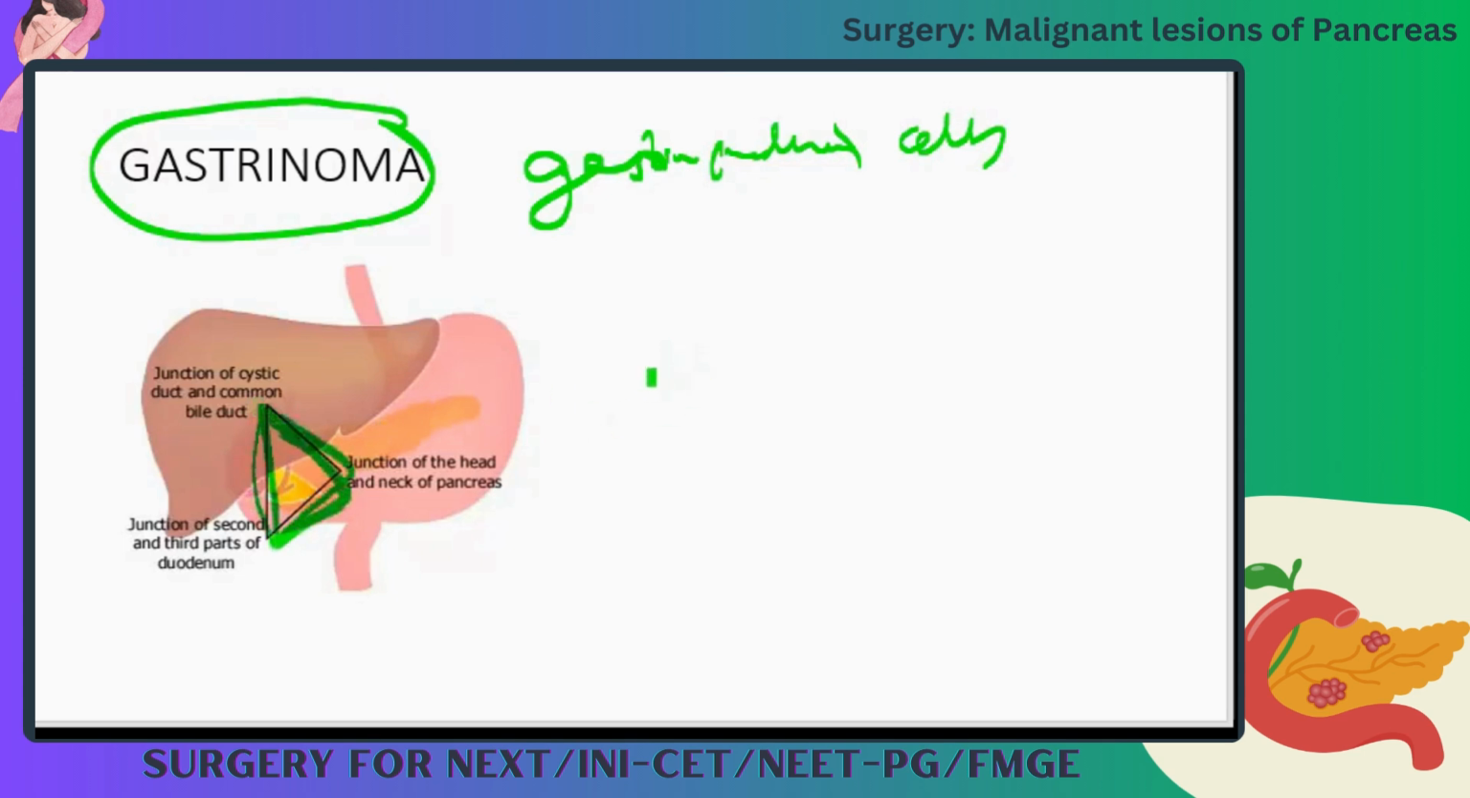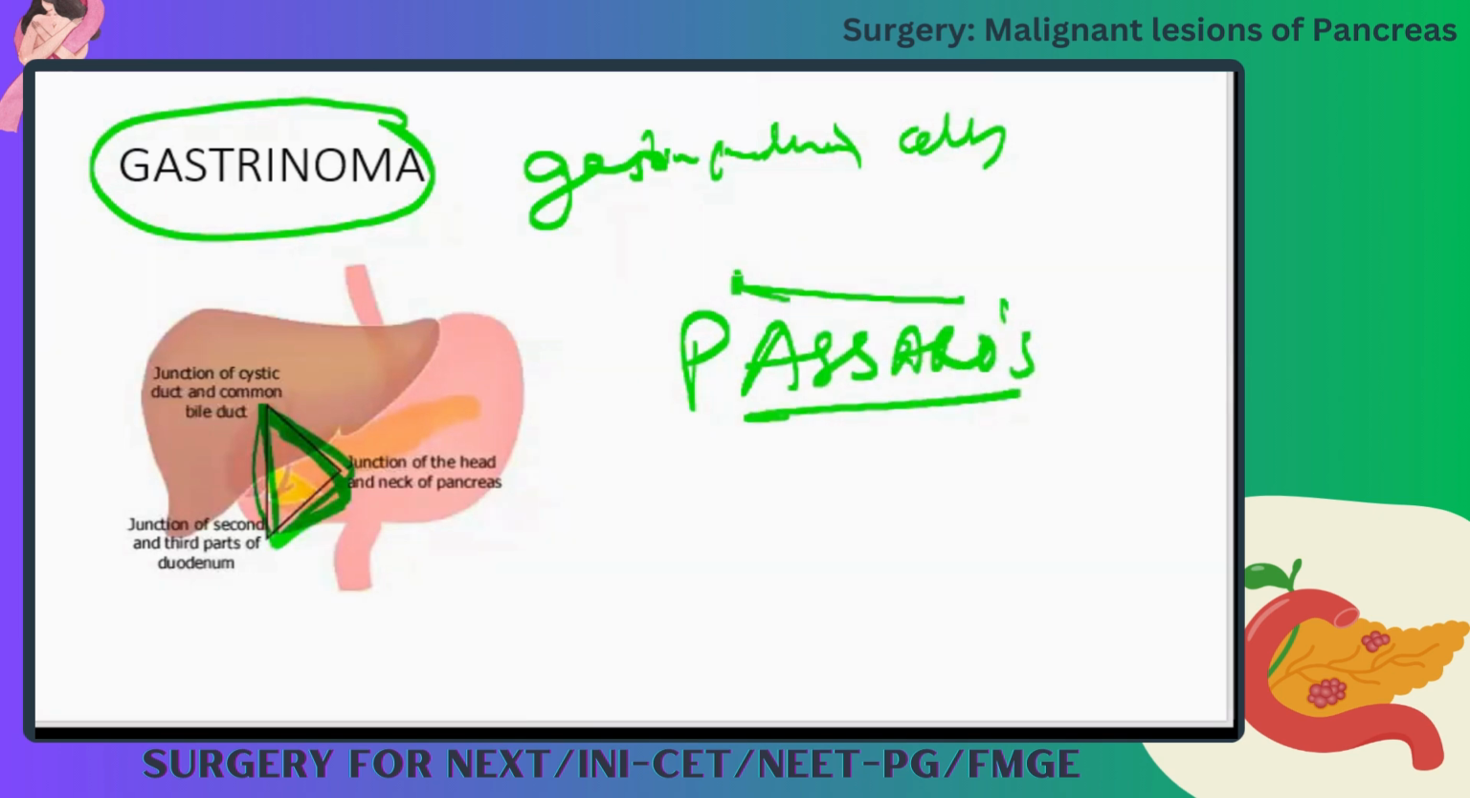This triangle is known as, anybody? Is it Calot's triangle? No, not Calot's. Calot's triangle I'll show you next, but this is not Calot's. This is Passaro's triangle. Passaro's triangle, it is something to do with gastrinoma.